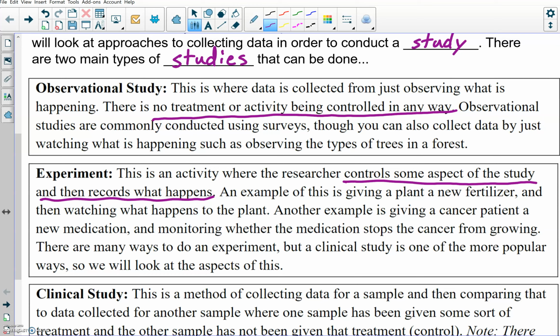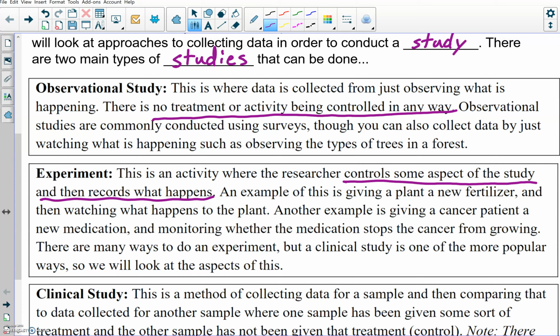So if we were going to look at that soda study, where in the first one with the observational, you're just like, hey, which one do you think is best? In the second one, if you're doing an experiment, maybe one whole group gets the first soda and the other group doesn't get anything. And then you check their teeth after several months and see whose teeth have worn down more. So that would be something where you're controlling an aspect.